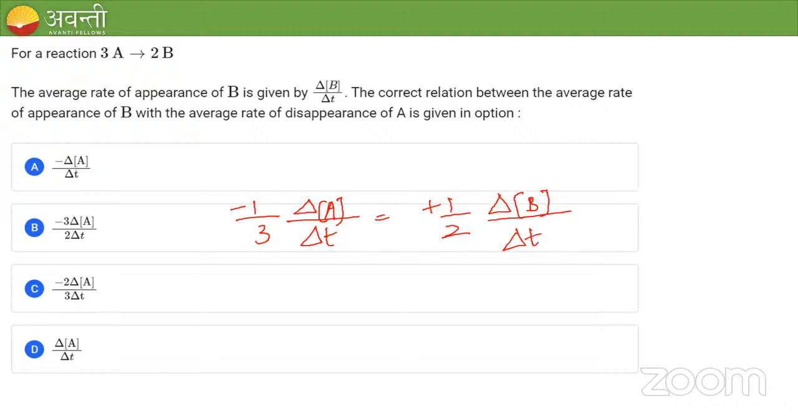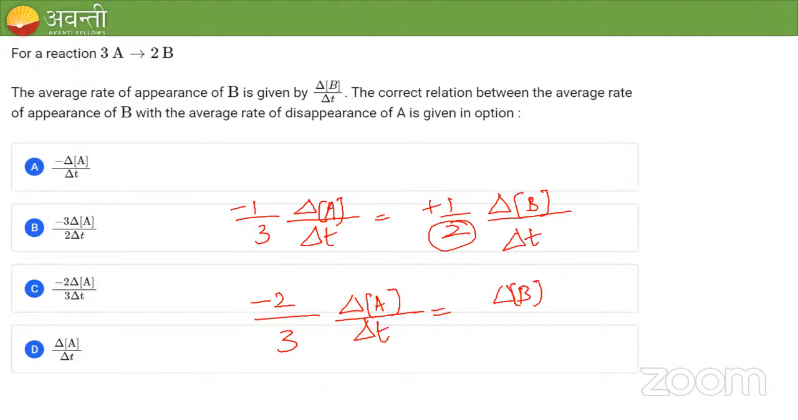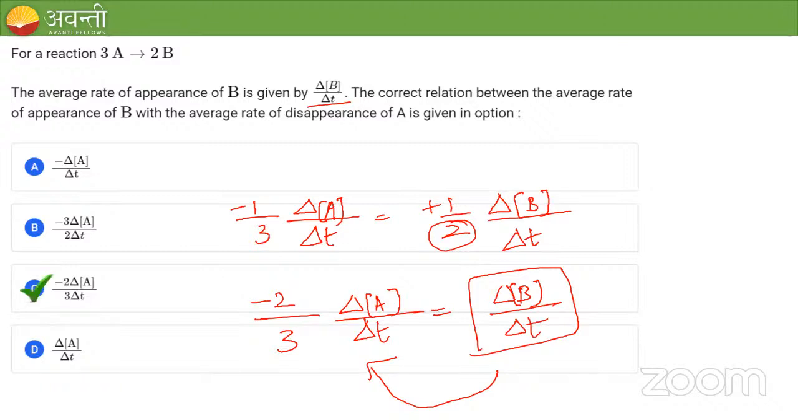So this is the rate equation, right? And if you bring this 2 to the other side, it will go to the denominator. So minus 2 by 3 del A by del T is equal to del B by del T. The rate of appearance of B is given by del B by del T. We have to find the correct relation, so it is equated to minus 2 by 3 del A by del T. So which is the correct answer? Option C is the correct answer.